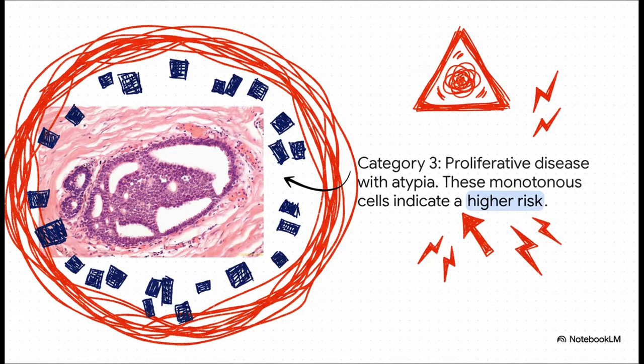And now, category 3, proliferative disease with atypia, or ADH. Here, the whole game changes. The cells are no longer a happy mix of different types. We see a single, monotonous population of cells, and they're forming these rigid, structured patterns, like these cribriform spaces you see. It's starting to look a lot like a low-grade cancer, and this is a major red flag.